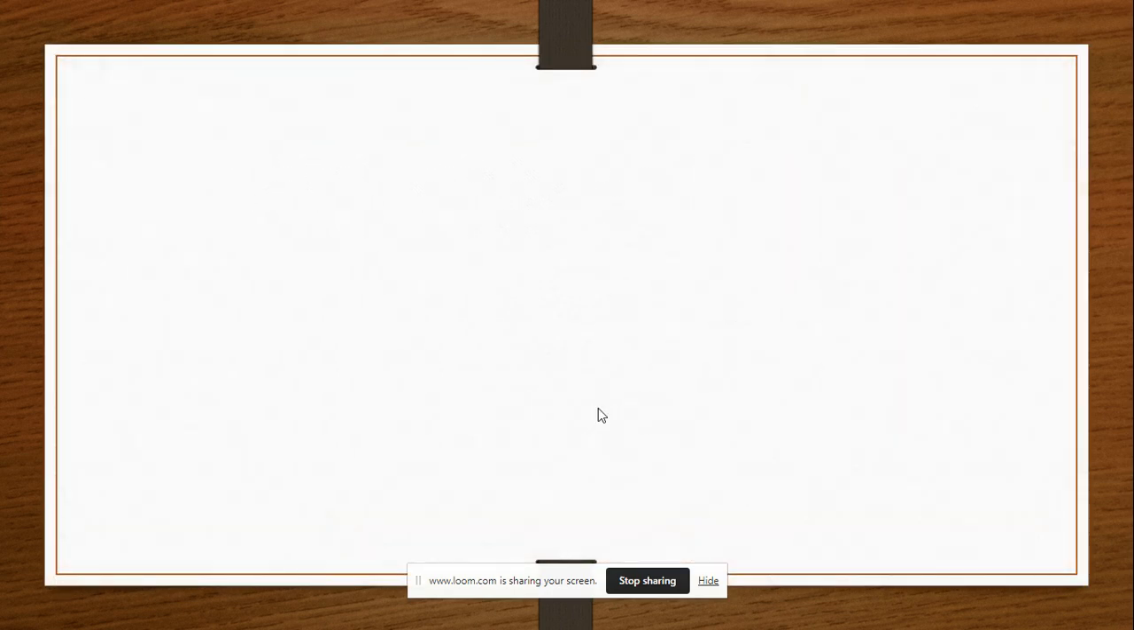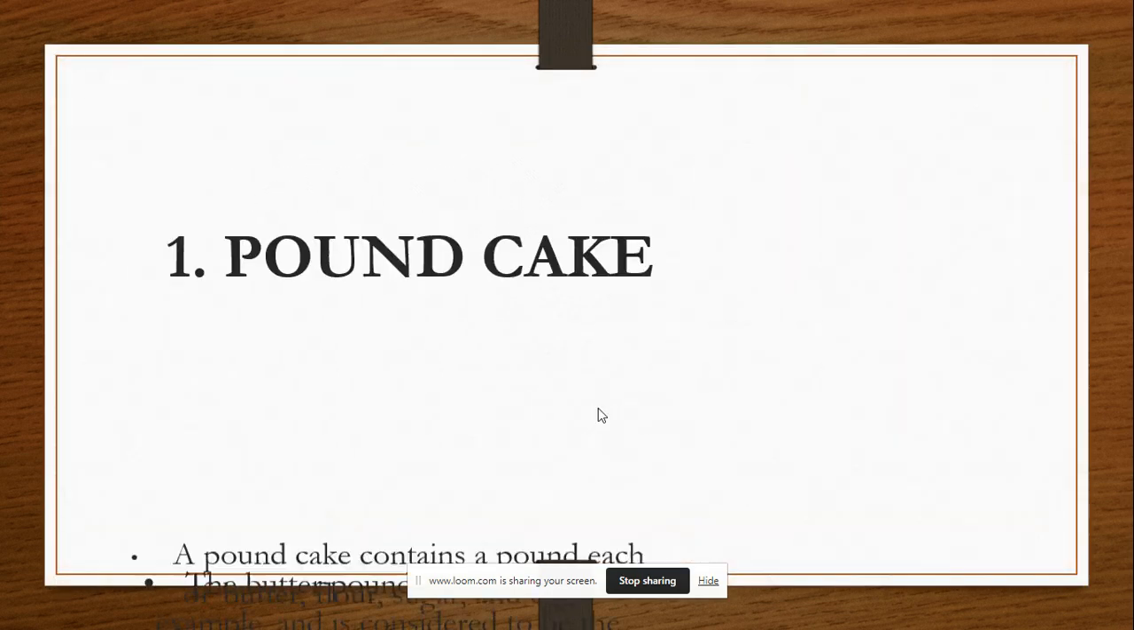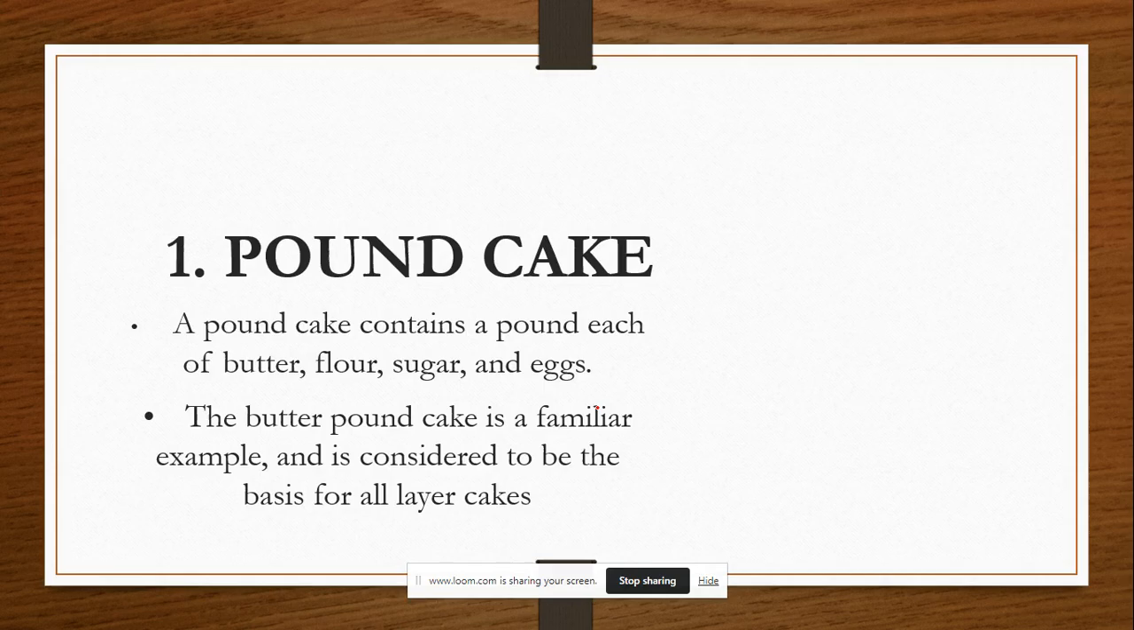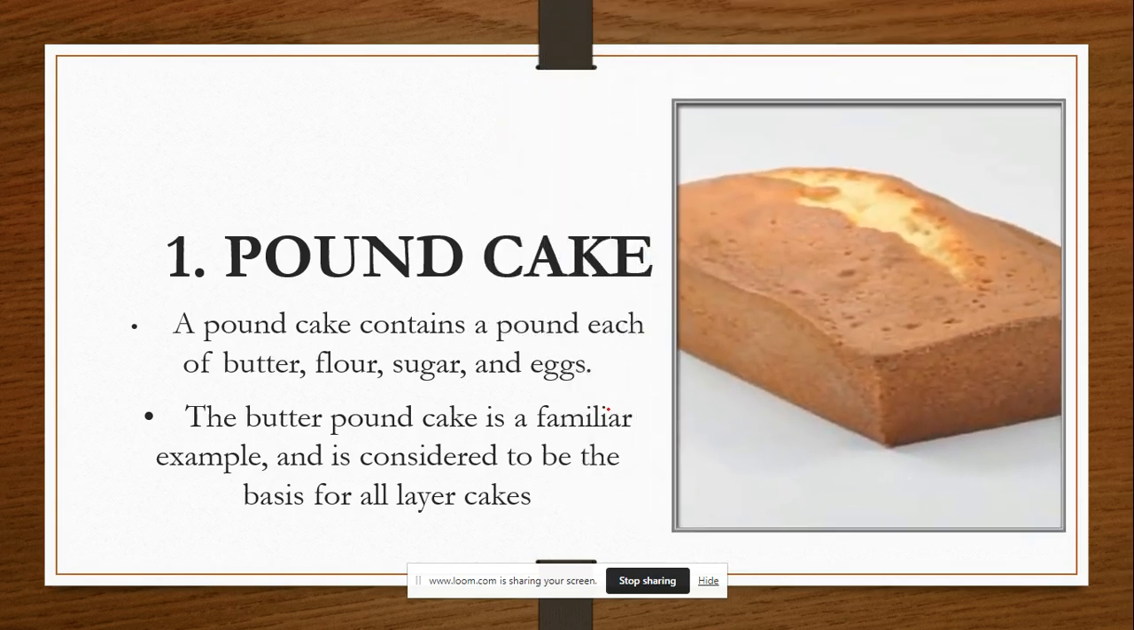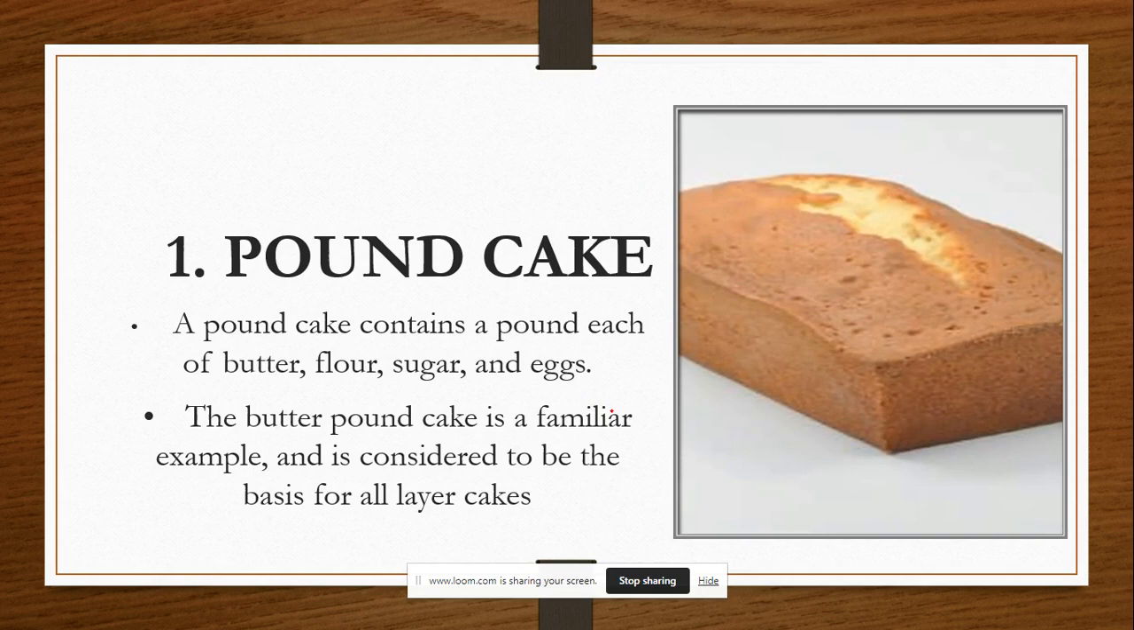And number one is a pound cake. A pound cake contains a pound of butter, flour, sugar, and eggs. The butter pound cake is a familiar example and is considered to be the basis for all layer cakes. So a pound cake contains a pound, which equally means that the ingredients are of the same measure.